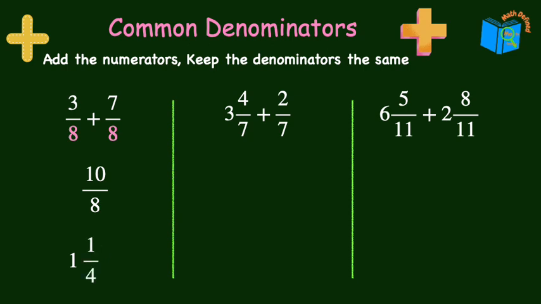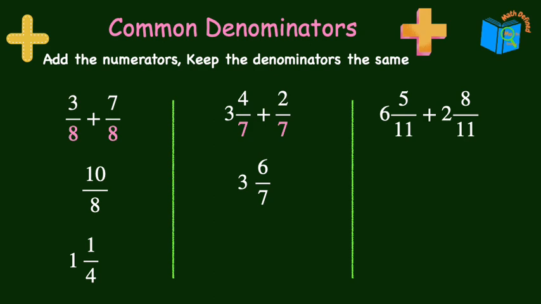Now let's add 3 and 4/7 to 2/7. We see that they share a common denominator of 7. So we can add the numerators, 4 plus 2 to get 6, and we'll keep the denominator of 7. But we also need to add the whole number of 3 here to our fraction of 6/7 to get a final answer of 3 and 6/7. We do not need to simplify the fraction 6/7 because 6 and 7 do not share any common factors.